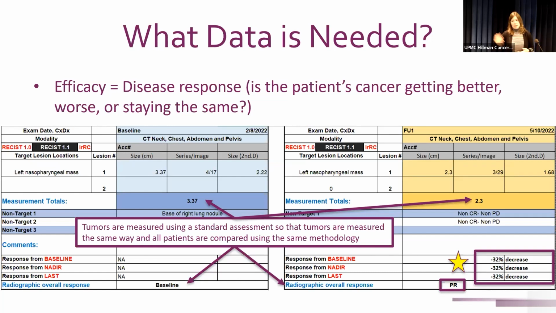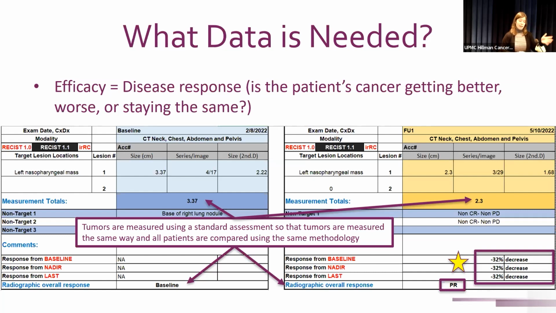So is it staying the same, getting better? If you remember in Dr. Najjar's slide, she had an image of scans with patients' disease. It looked like maybe a liver of different sizes. So this is how we correlate this. We measure the tumors on those images and we compare them from baseline.